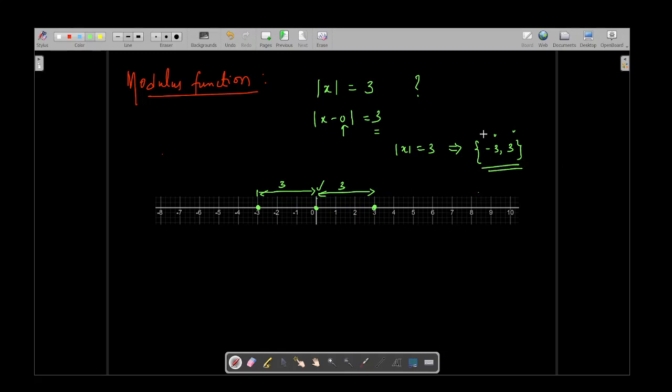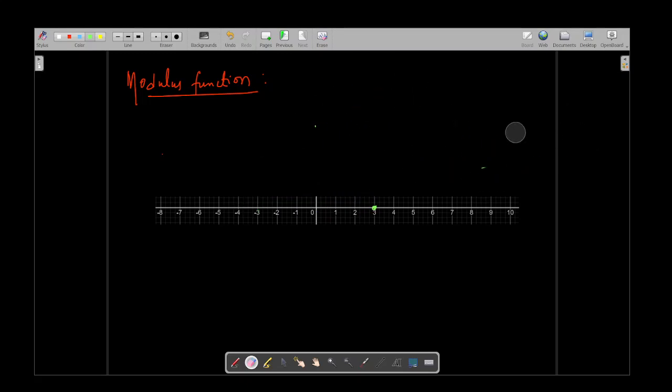So this is the meaning. When I write inside the flower brackets, it is only 2 numbers. It's not the interval between them. It is only 2 numbers, minus 3 and plus 3. So let me increase the complexity of this problem a little.